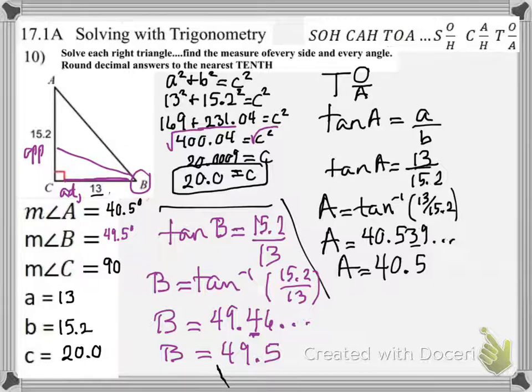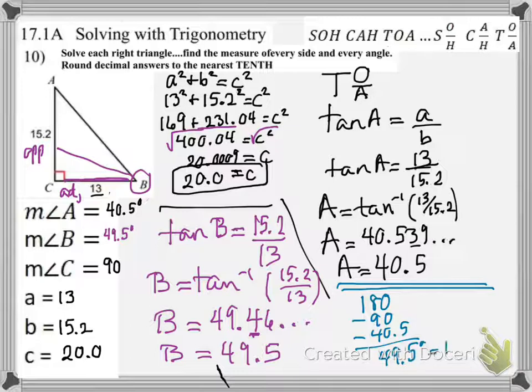So even though generally I say don't use rounded off answers to get your next answer, when I'm doing just the last angle in the triangle, I often say a whole triangle adds up to 180, so I'm going to take 180 minus the 90 I know, minus the 40.5 I know, and find out 49.5 degrees is the measure of my last angle. And that's a perfectly acceptable way to do it. You just have to be aware that if for some reason you made a mistake on finding angle A, your angle B is going to end up wrong also.